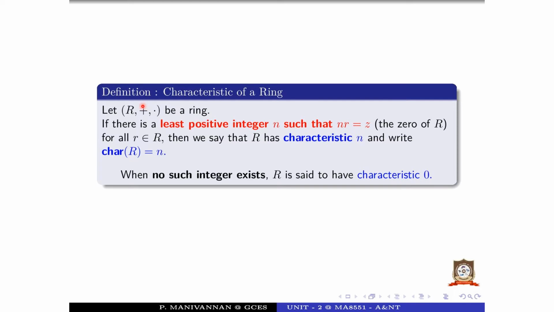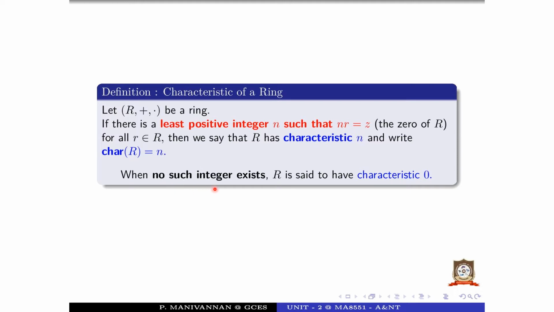First, we define the characteristic of a ring. Let (R, +, ·) be a ring. If there is a least positive integer n such that n r = 0, where 0 is the zero of the ring R, that means the additive identity, for all r belongs to R, then n is called the characteristic of the ring R. Then we say that R has characteristic n, and we write char(R) = n.